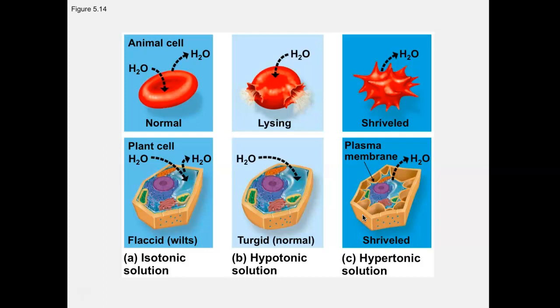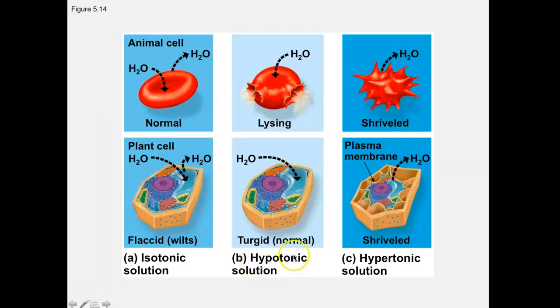Osmoregulation is the regulation of water in animal cells, and then we have plant cells. So the first picture is animal cells. Animal cells, remember, don't have cell walls. So let's take a look at these 3 scenarios. This is normal. Water flows in, water flows out. What kind of environment is this normal for animal? Isotonic, right? You have an even flow of water in and out, nothing happening to the cells.